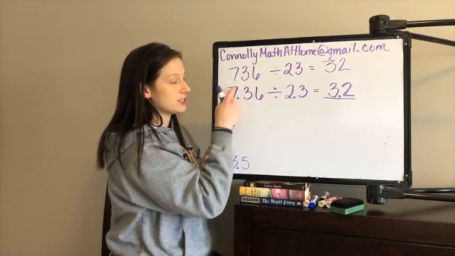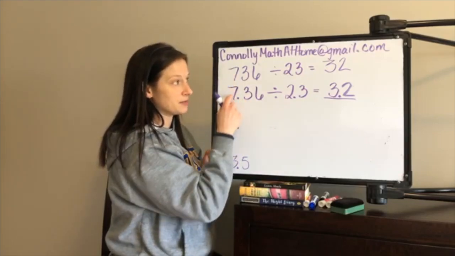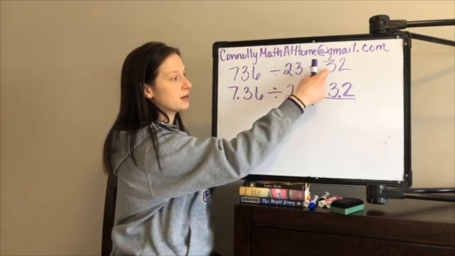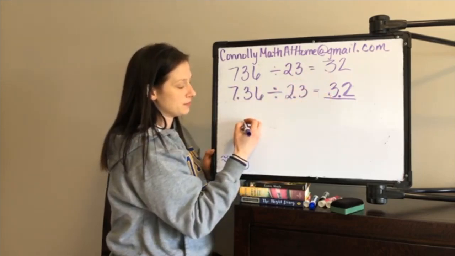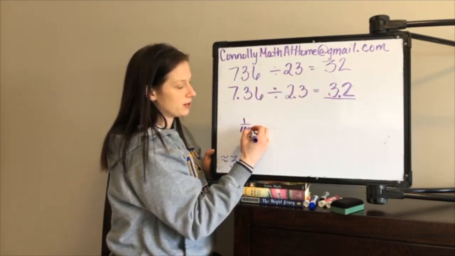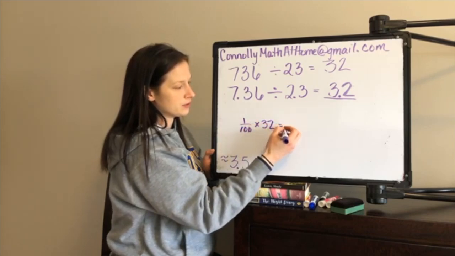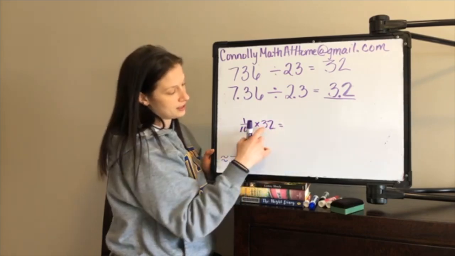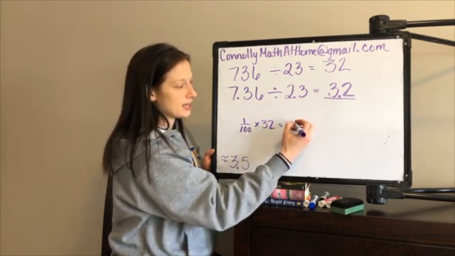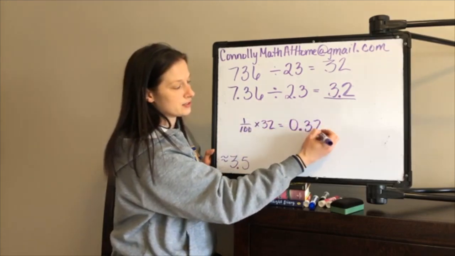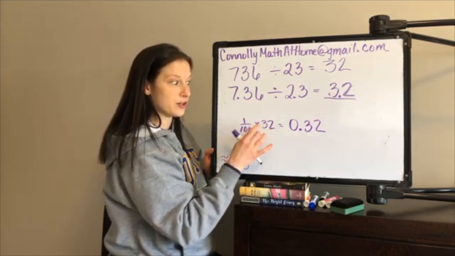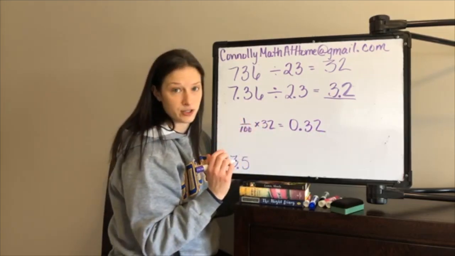So 736 got 100 times smaller. When our dividend gets 100 times smaller, our quotient will get 100 times smaller. So if I take 1/100th of 32, I am thinking that's 32 divided by 100. Another way to say it, I get 32 hundredths. 32 groups of 100th, 100th of 32 is 32 hundredths.